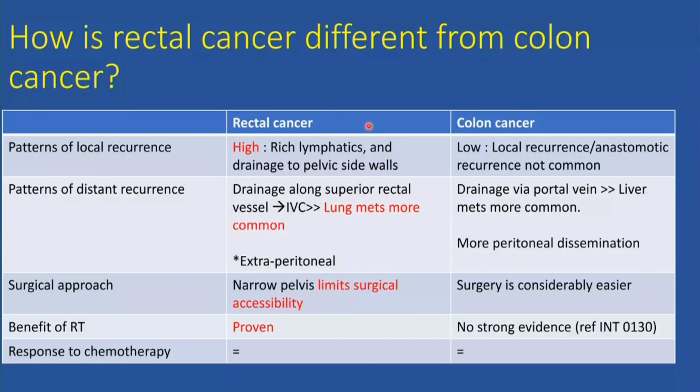Why we are dealing so much with the rectal MR: there is a difference between rectal cancer and colon cancer. The pattern of local recurrence in rectal cancer is due to rich lymphatic drainage to the pelvic side walls. Colon cancer has low recurrence, with anastomotic recurrence not common. Distant recurrence is usually seen as lung metastasis in rectal cancer due to drainage along the superior rectal vessels, while in colon cancer it is seen usually via the portal vein and is more a peritoneal dissemination.